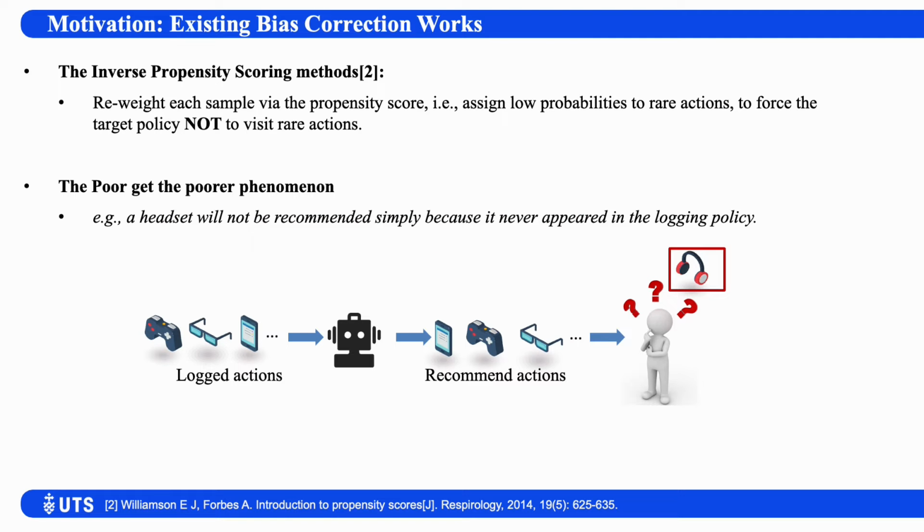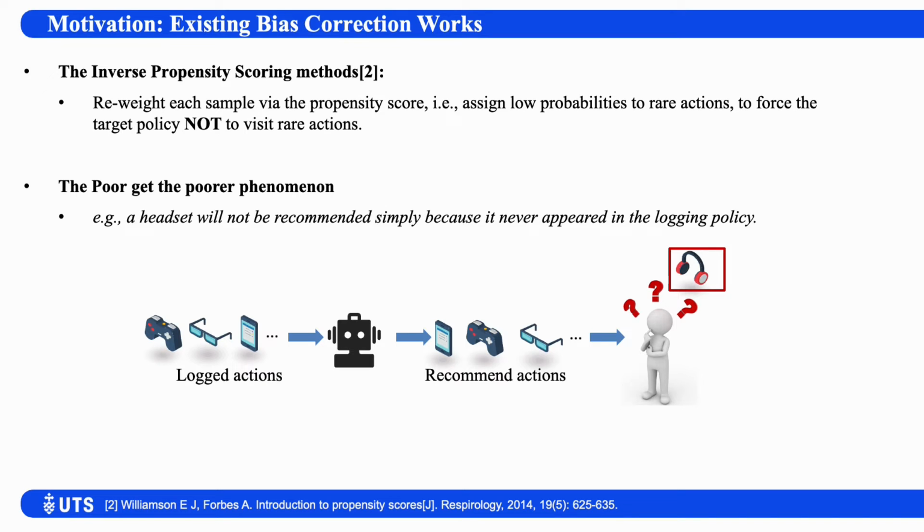There are some existing works that have already investigated bias correction in off-policy recommendation learning, and the most widely used method is what we call the inverse propensity scoring method. This type of method usually reweights each sample via the propensity score, assigning low propensities to unobserved actions, so as to force the target policy not to visit these actions. To this end, this type of method will suffer from a well-known phenomenon, which we call the poor gets poorer phenomenon. I give an example illustrating it in this picture.